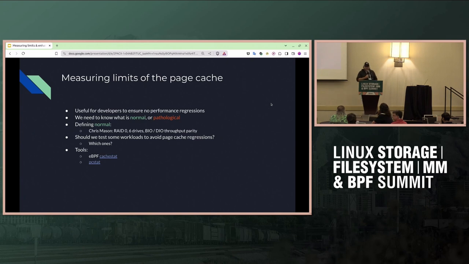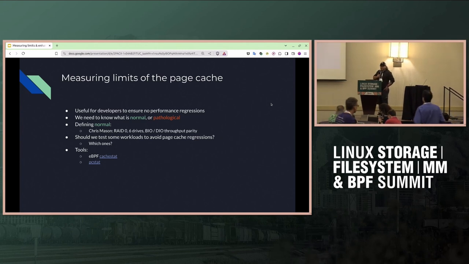Then how about tools for testing? You know, I just learned about eBPF cachestat that Dave Chinner had mentioned to me, which I didn't use. There's also pcstat, which I haven't used either.